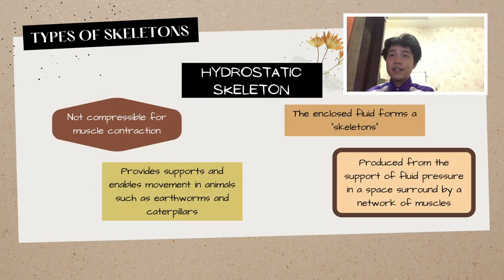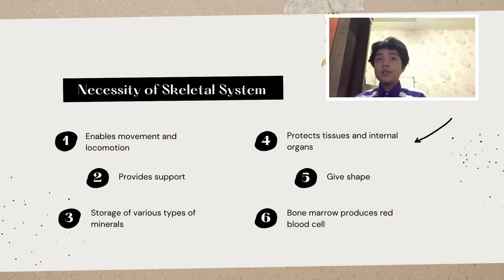The last one is hydrostatic skeleton. It provides support and enables movements in animals such as earthworm and caterpillars. It is not compressible for muscle contraction. The enclosed fluid skeleton is produced from the support of fluid pressure in space surrounded by a network of muscle.